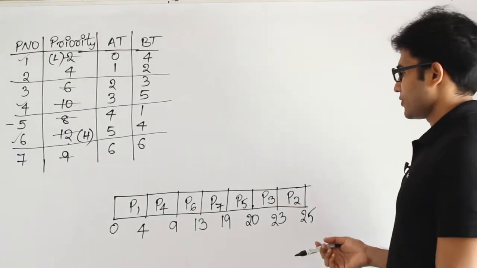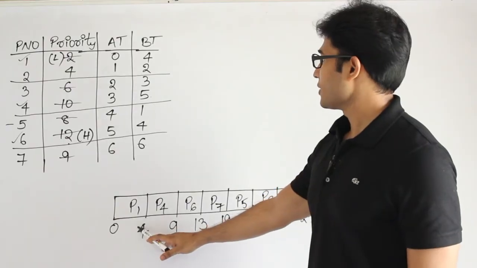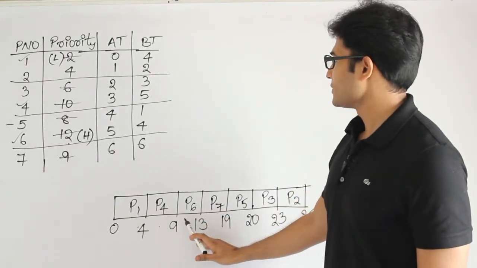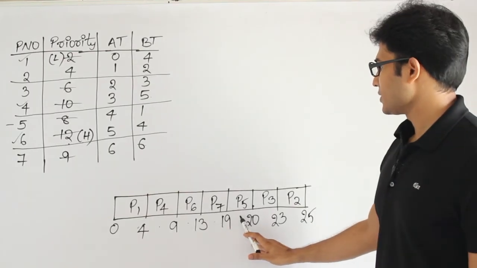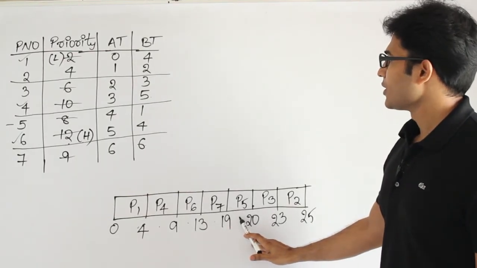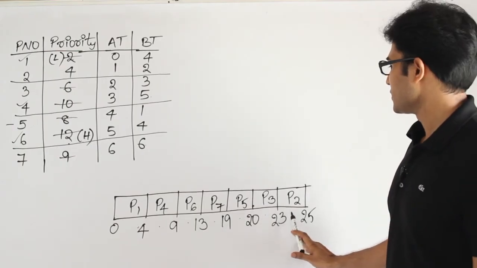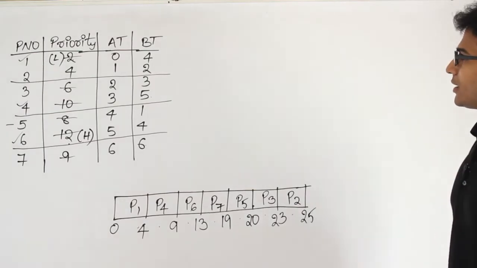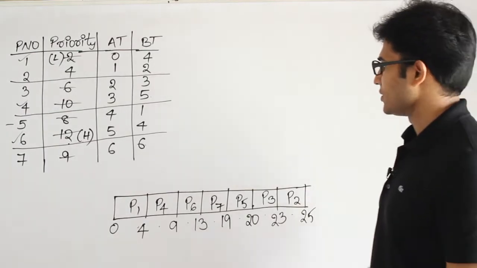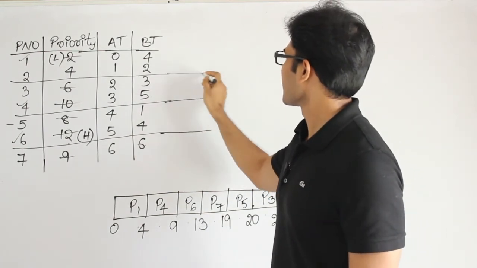Maybe you could just cross verify it. P1 burst time is 4, therefore 4, and P4 burst time is 5, therefore 9, P6 burst time is 4, therefore 13, P7 burst time is 6, therefore 19, and P5 burst time is 1, therefore 20, and P3 burst time is 3, therefore 23, and P2 burst time is 2, therefore 25. Alright, so this is how we obtained all the processes, and after this we can see the completion times.